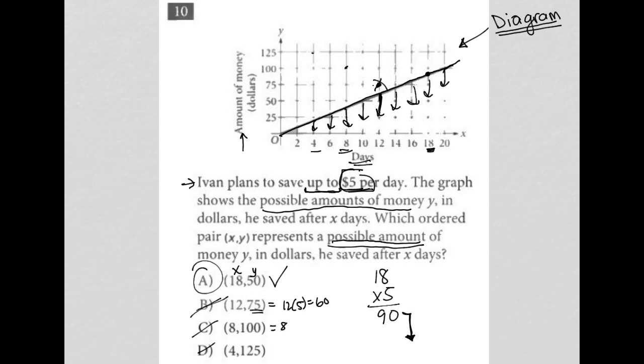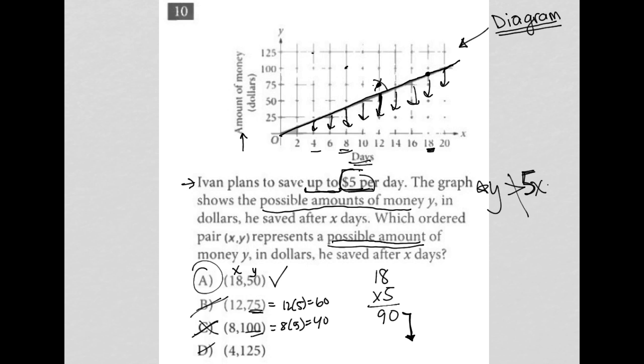8 times 5 is 40. But 100 is above 40. That's why C is gone, and you get the point, right? So you can't have a Y value that's greater, so Y cannot be greater than X times 5, so basically 5X. No need to write this when you're solving this question. This is all just so you have a better understanding.